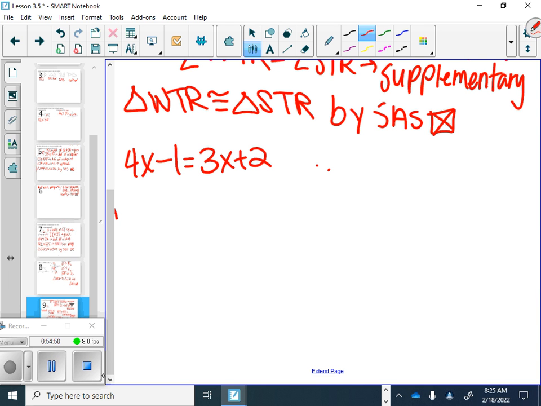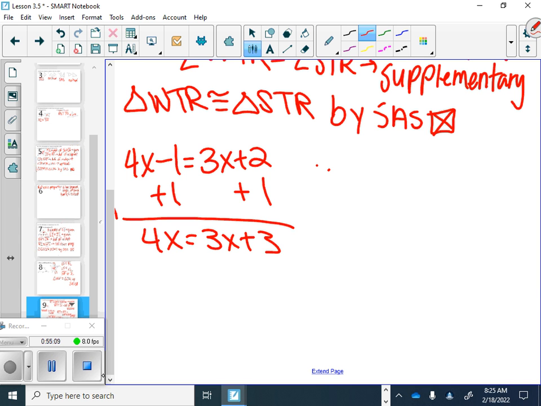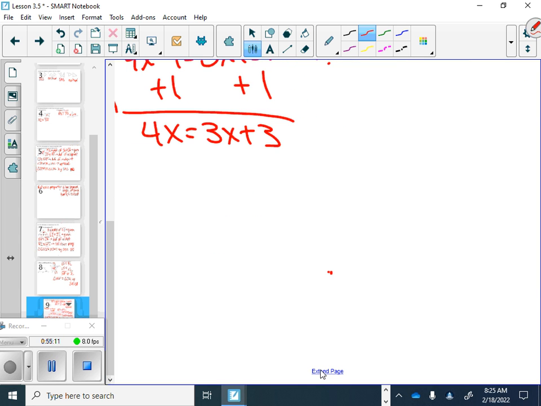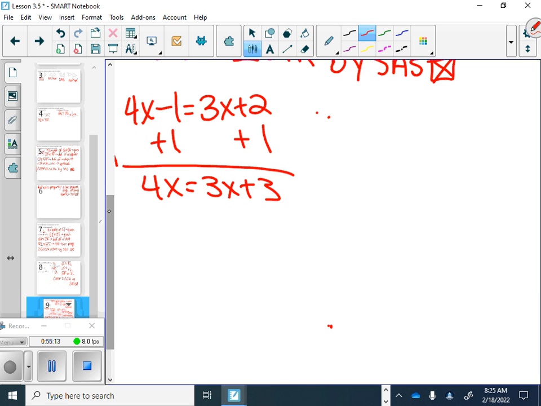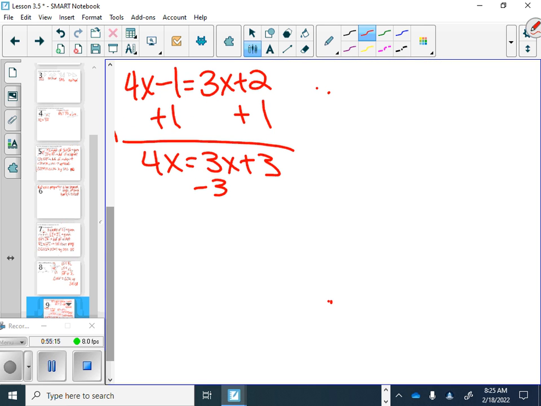Okay. So when I solve for x, someone tell me what they would do first. Bring over the 1. Okay, that works. So that gets me 4x equals 3x plus 3. And then what? Subtract 3x. So 1x is 3. So x is just 3.